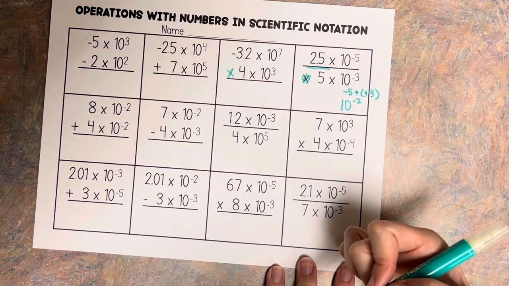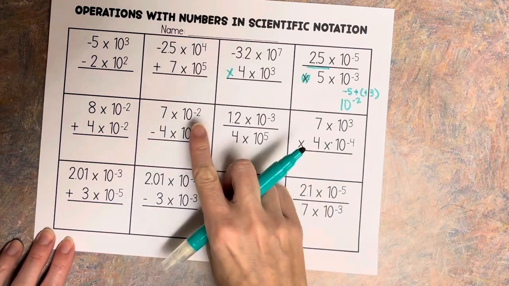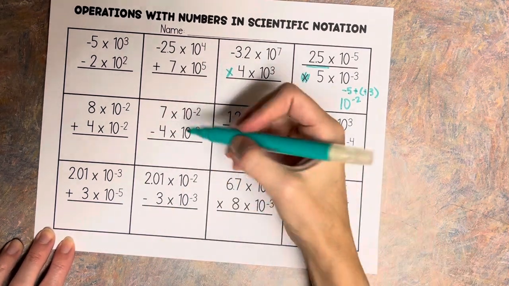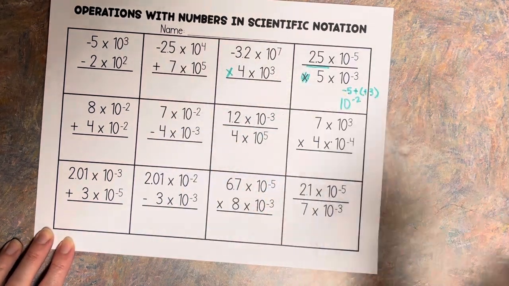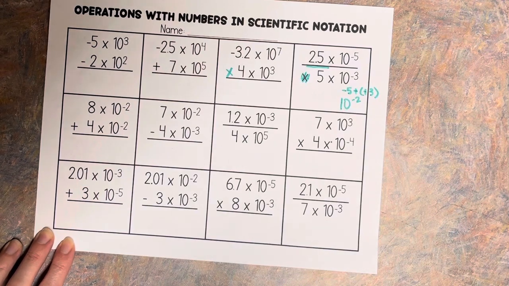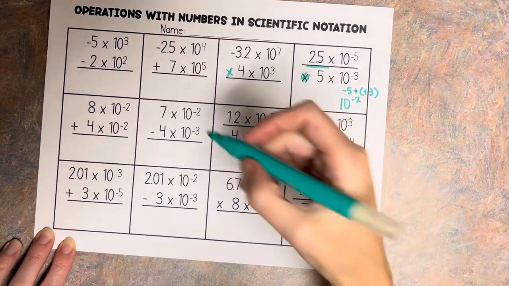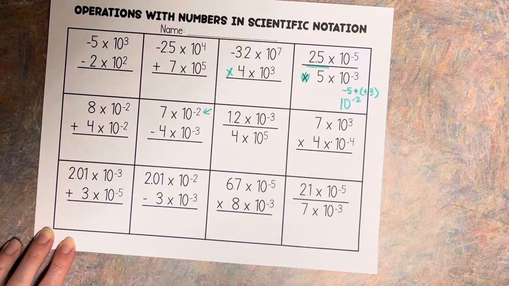Let's do this one. All right, so when we add or subtract, those exponents need to be the same. They are not the same. We want to convert to the bigger exponent. This one is bigger. It's further to the right on a number line.